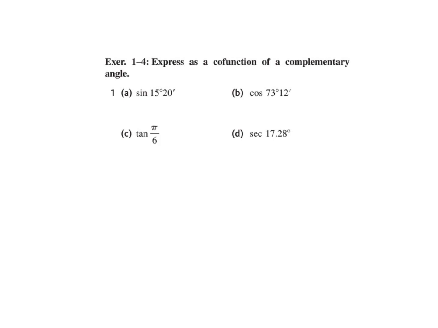The sine of 15 degrees 20 minutes. All you have to do is understand that the sine and the cosine go hand in hand. The sine of u is equal to the cosine of 90 minus that. To figure out what 90 minus 15 degrees 20 minutes is, if we add 40 minutes to it, that gets us to 16 degrees, and 90 minus 16 is 74. So for 1a, the complementary cofunction is the cosine of 74 degrees 40 minutes.